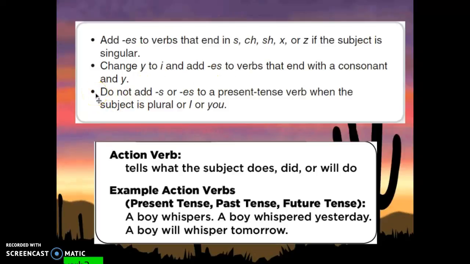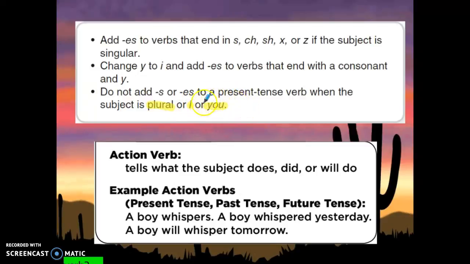Then the last one: do not add S or ES to a present tense verb when the subject is plural or the word I or the word you, okay? So just to restate that one, you don't do anything to the verb. You're not going to add S, you're not going to add ES to the verb if the subject is plural, meaning more than one, or it's I, or if it is you.